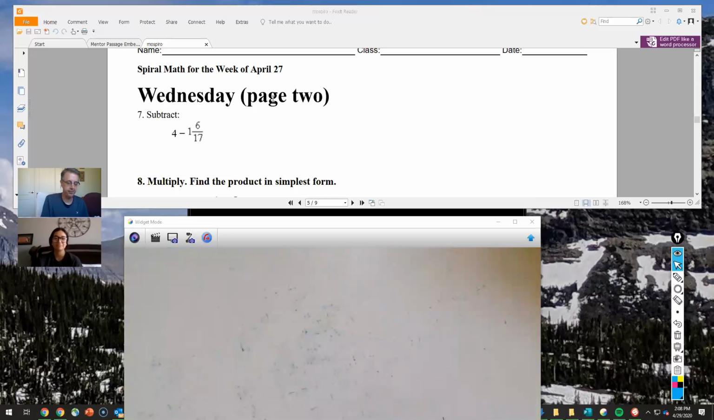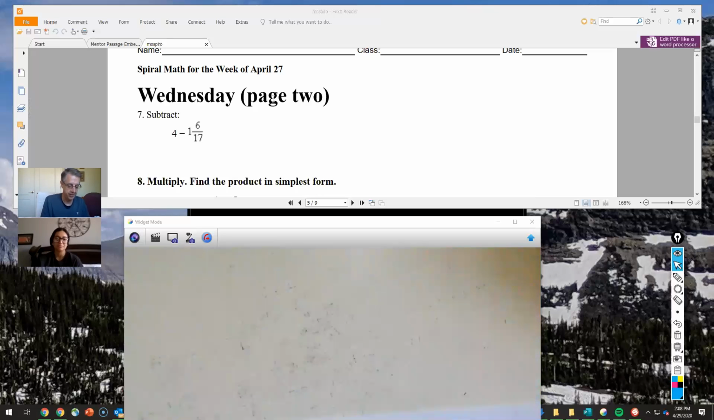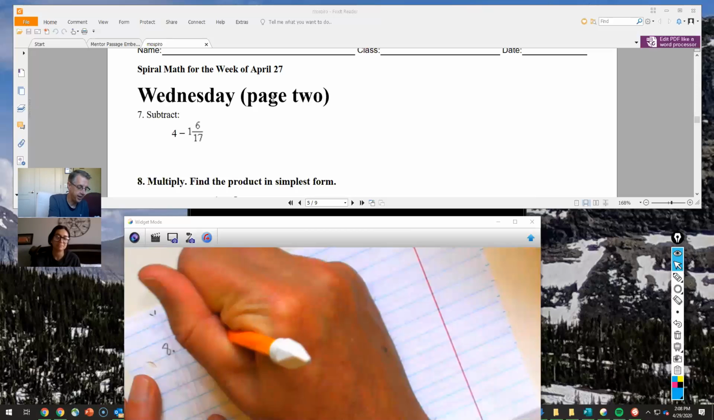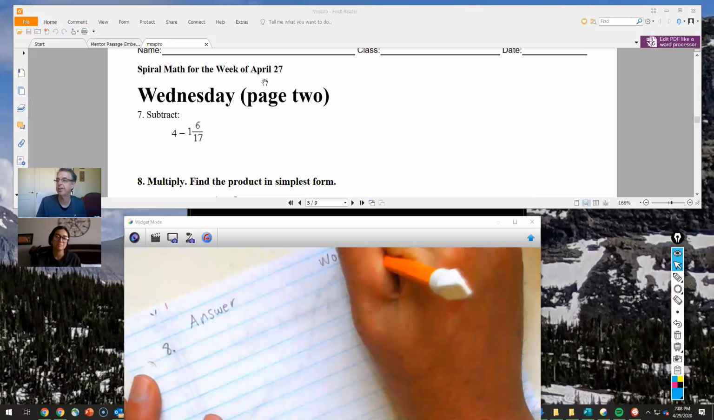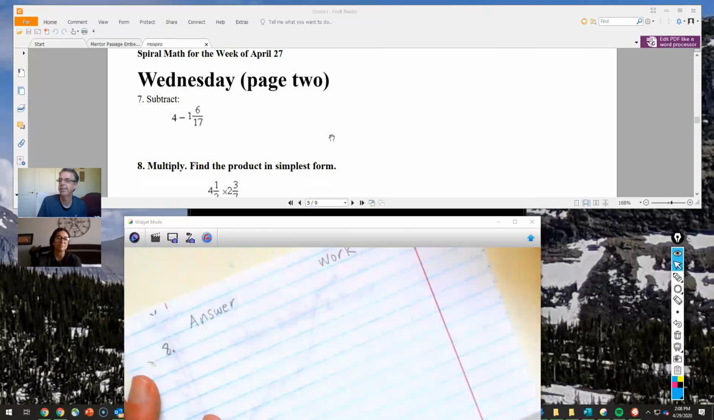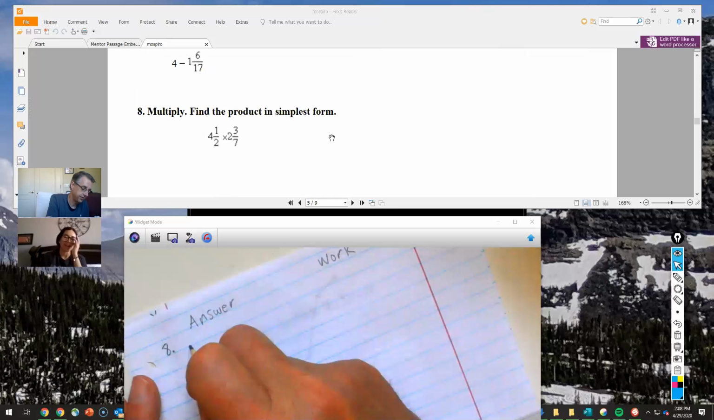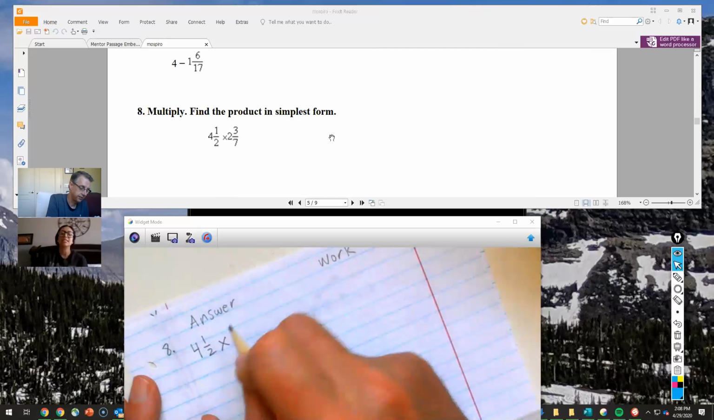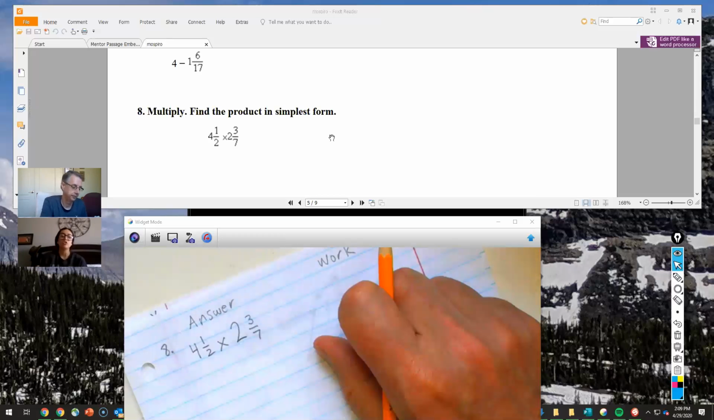Just enough room for number 8 right here. Let me go ahead and put this one right here. I'm going to put number 8 right here at the very end, and I'll put my answer and my work. And let's take a look at number 8. All right, multiplication is just my jam today, I guess. It says multiply. Find the product in simplest form. So we're going to be multiplying 4 1/2 by 2 3/7.